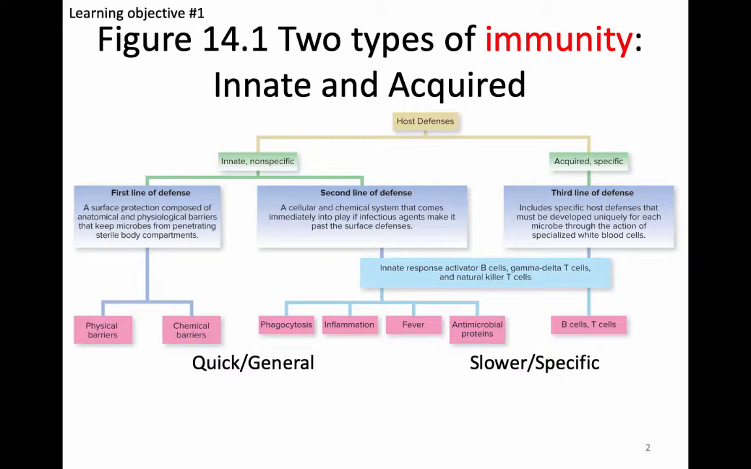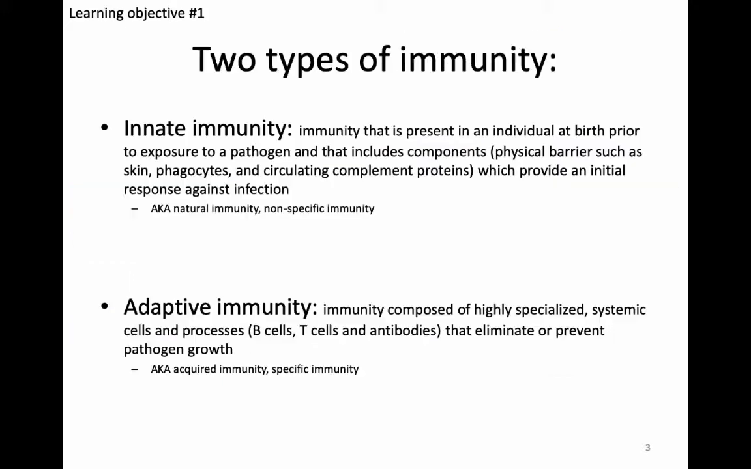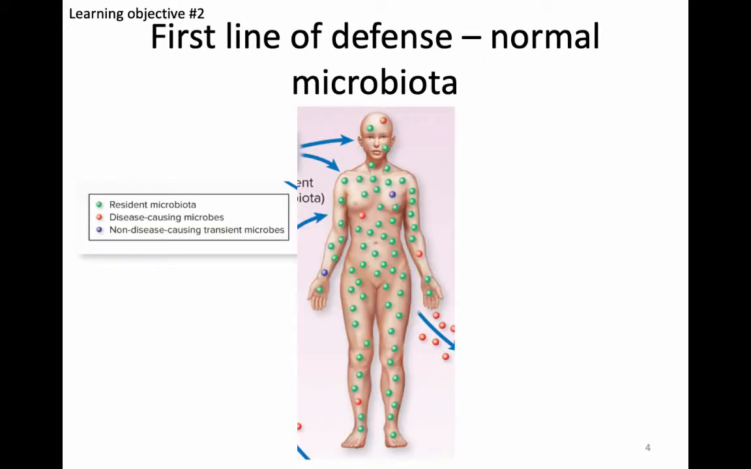So we'll start by talking about the first line of defense. Defined here are the two types of immunity, and also listed under them are phrases that mean the same thing. Synonymous with innate immunity, you may also see it referred to as natural immunity or nonspecific immunity. Adaptive immunity you can also call acquired immunity or specific immunity. So let's focus in on innate immunity, the first line of defense.